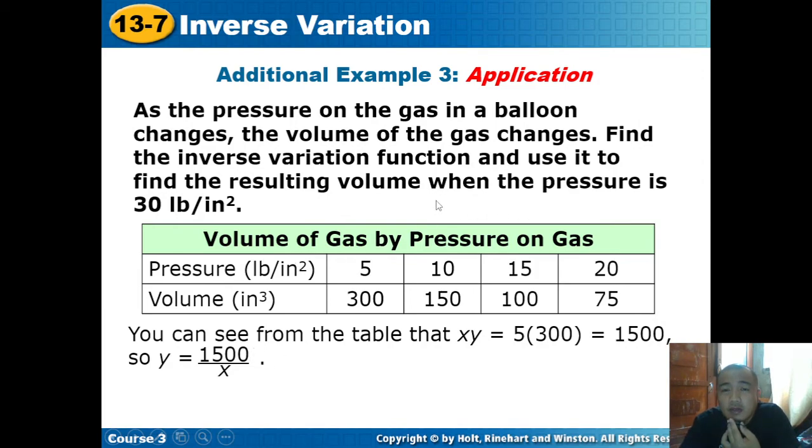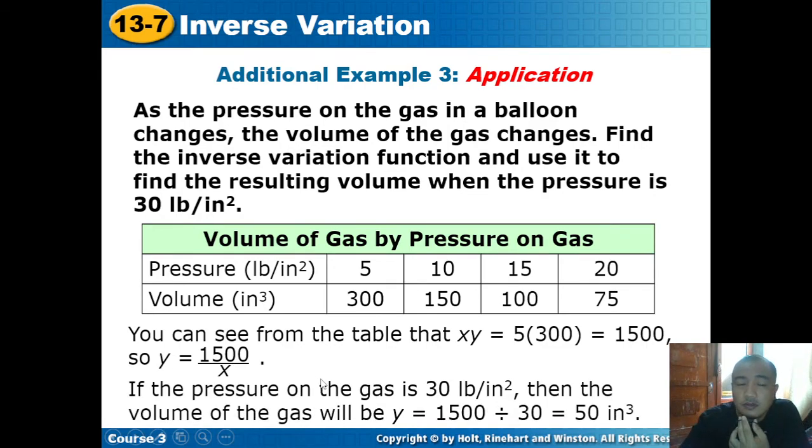Now let us solve. Find the resulting volume, meaning we're going to find y. To find y, we just divide 1,500 by x, the pressure, which is 30. 1,500 divided by 30 is 50 cubic inches. That will be the volume of the gas if the pressure of the gas is 30 pounds per square inch.